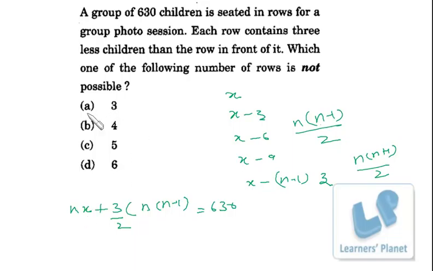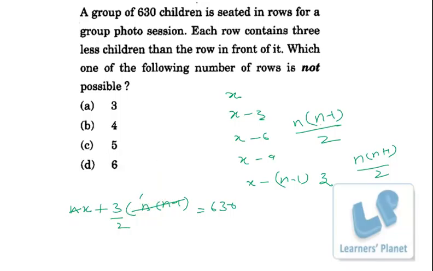Okay, so suppose I put n is equal to 3. So this is 3x and this is 3 into 2 by 2, into 3, and the 2 and 2 cancel. So definitely x will be an integral value, because this is 3, the 2 will be cancelled. 630 minus 9 will be definitely divisible by 3. So x is definitely integral if we put n is equal to 3.